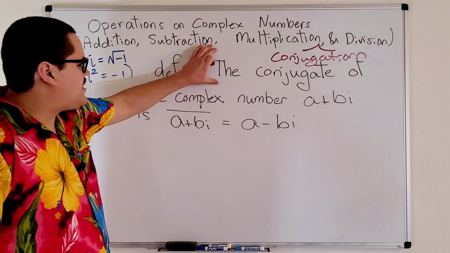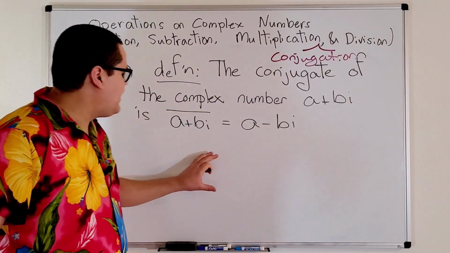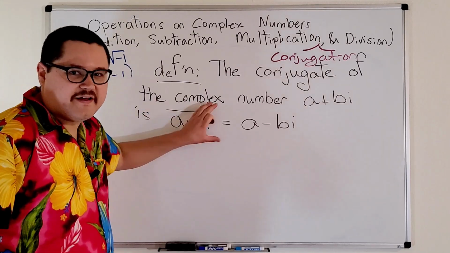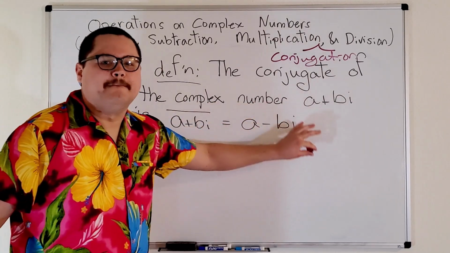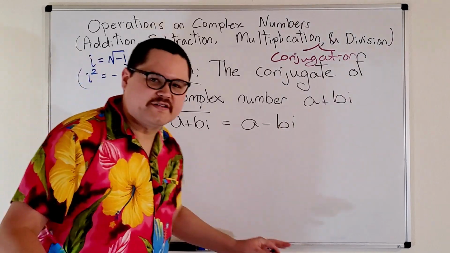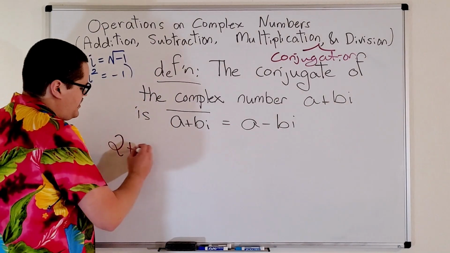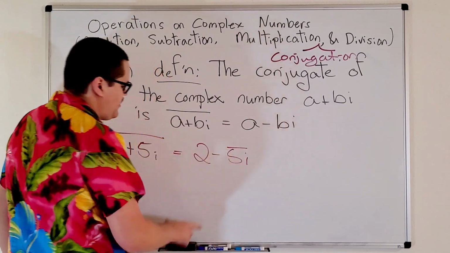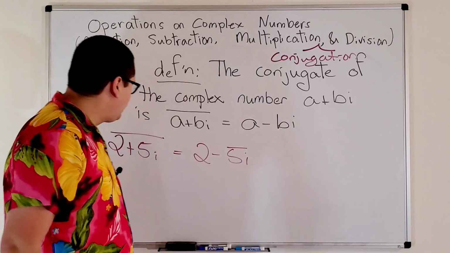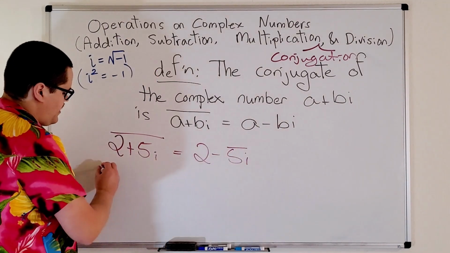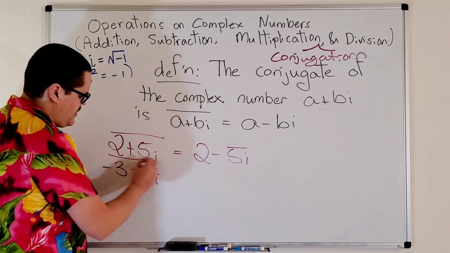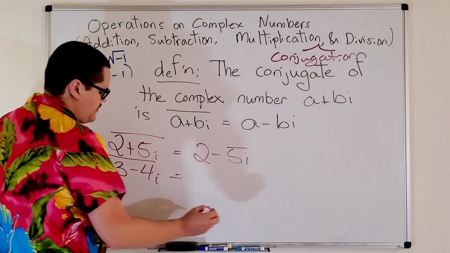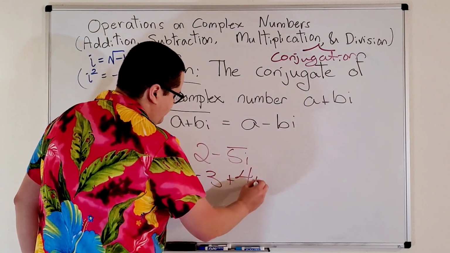So the conjugate of the complex number a plus bi is denoted by a plus bi with a bar on top. It's equal to a minus bi. For example, the conjugate of 2 plus 5i is 2 minus 5i. We just flip the sign of the i part. And the conjugate of negative 3 minus 4i, well, we only flip the sign of the imaginary part. So it's negative 3 plus 4i.